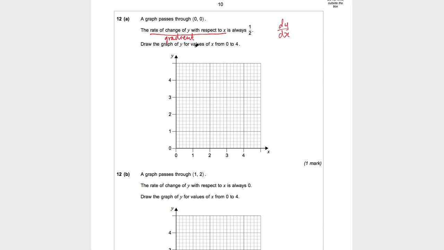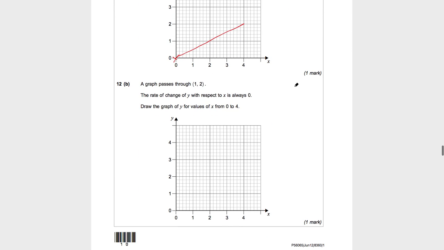Draw the graph of y for values of x from 0 to 4. We know it goes through 0, 0, and it has a gradient of 1/2, so it's going to go through that point there, and finish up. Oh, I only need to go up to 4, so I go up to the point where x equals 4.